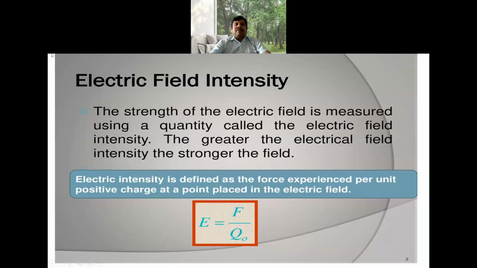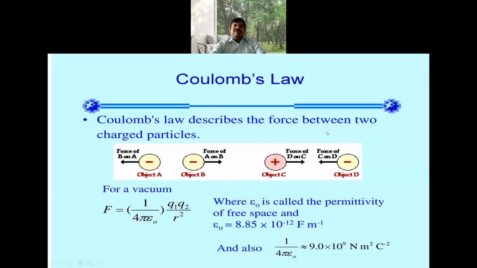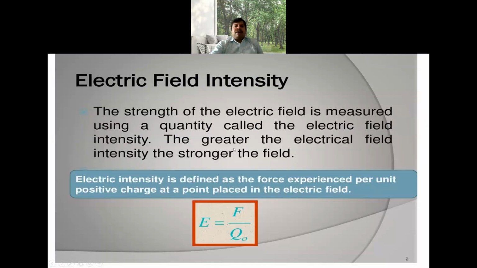Next, coming to the electric field intensity, we had already seen what electric field is. Electric field is the region around charged particles or objects in which another charge may be influenced by a force. But electric field intensity is the amount of force acting on a particular charge placed at a point inside the electric field.